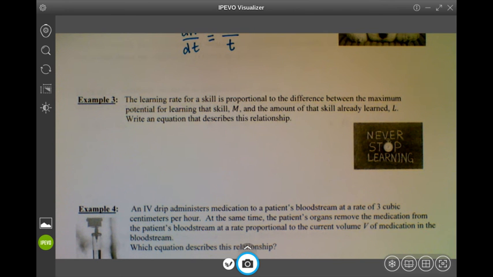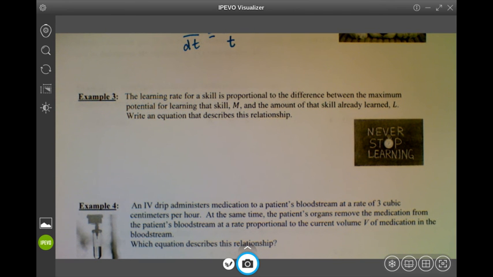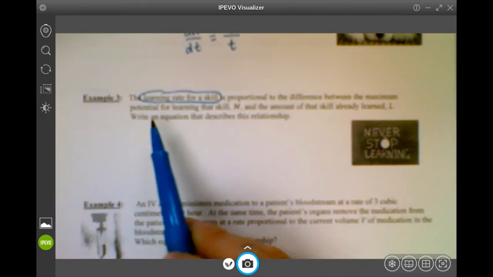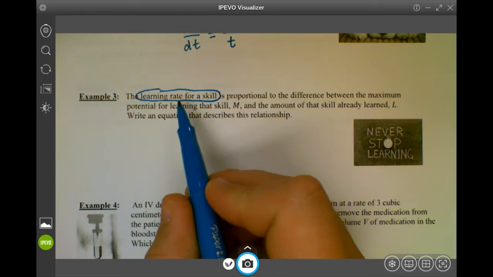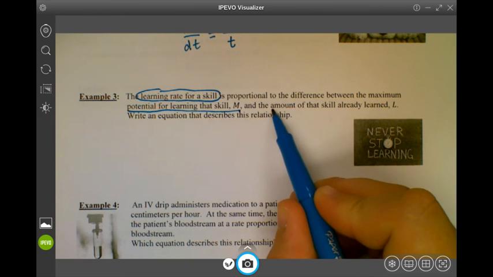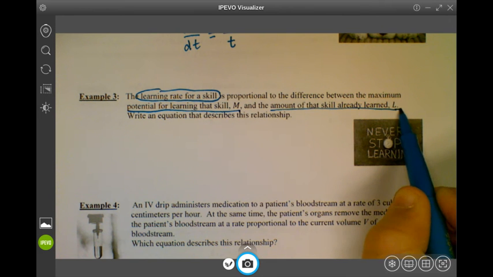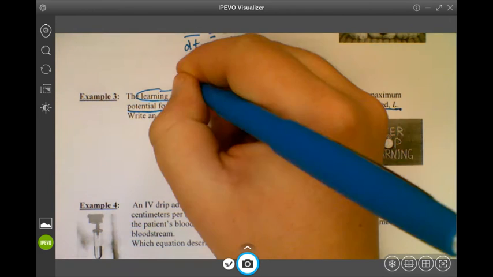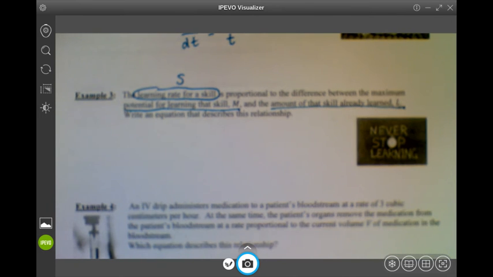All right, the learning rate for a skill is proportional to the difference between the maximum potential for learning that skill, M, and the amount of skill already learned, L. Write an equation that describes this relationship. So the learning rate for a skill, and it doesn't tell us the overall learning rate, it tells us the potential for learning the skill is M, and the amount of the skill that's already been learned is L. So we need a variable to describe the overall learning rate. So I'm just going to call it S, if that's okay with you.